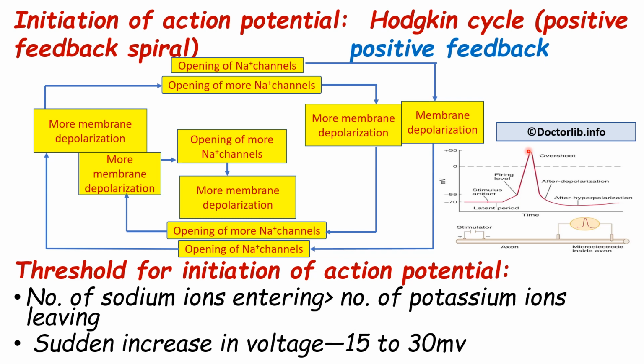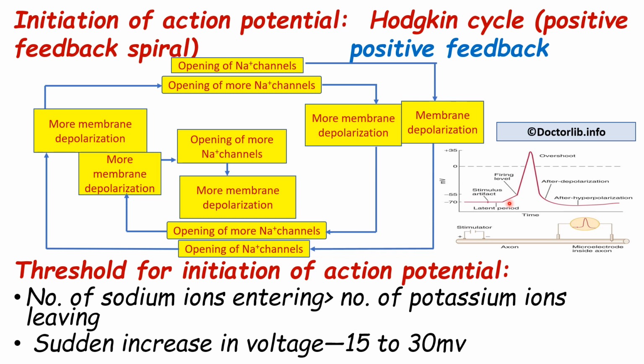Now, this is the reason for initiation of the action potential. The stimulus is the main reason, but what does the stimulus do? It brings us to the threshold for initiation of the action potential. So why do we reach this threshold? This will happen when the number of sodium ions entering is greater than the number of potassium ions leaving, because of those leak channels, potassium keeps on moving out.